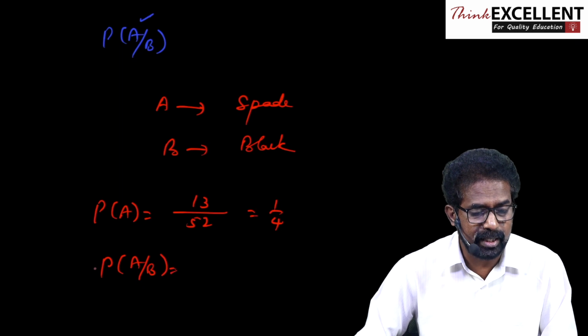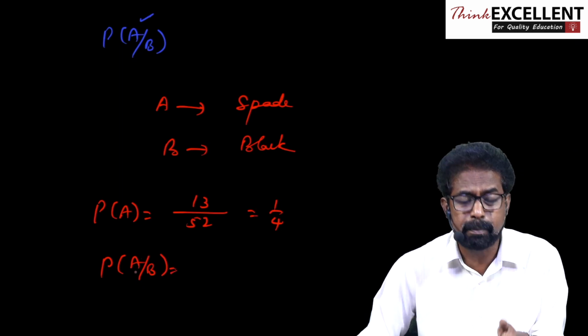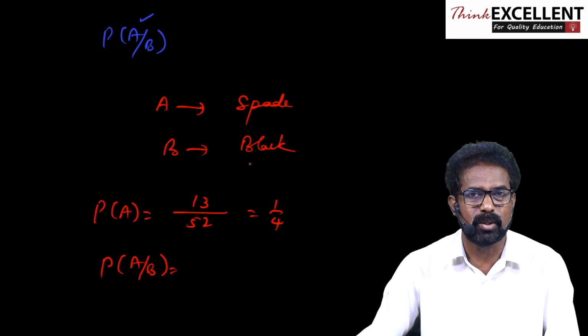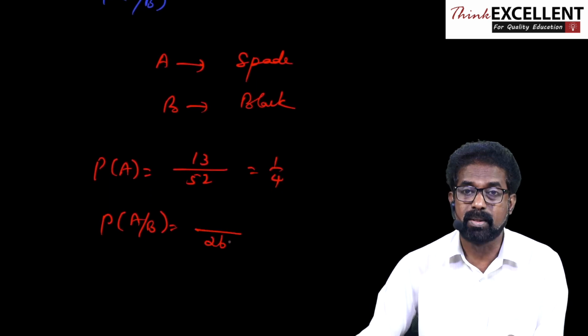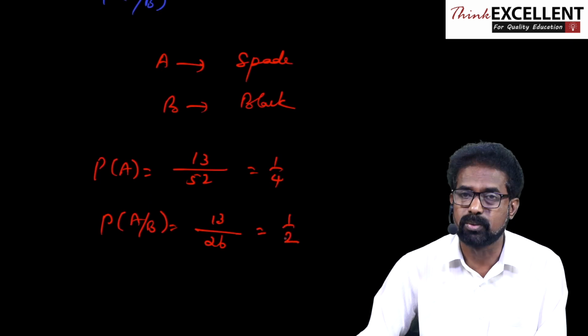You know, we are finding probability of A. Probability of getting a spade card, we are finding. Given B, B is black cards. Black cards are given. Only black cards are given. Totally how many black cards? 26 cards. So only 26 cards you have. From that you are getting a spade card. It is 13 by 26. So your answer is 1 by 2.